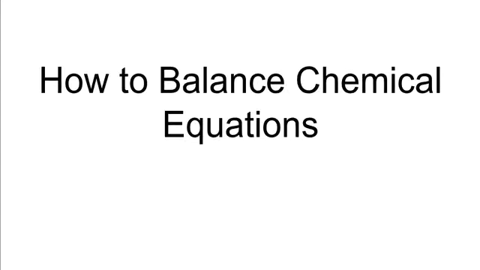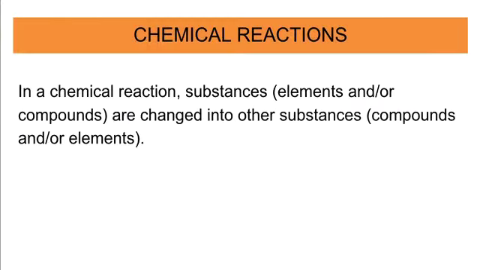This video is about how to balance chemical equations. Before we get into the details on the steps toward balancing a chemical equation, it's important to have a little bit of background information. First of all, chemical reactions. It's important that you understand what one is. In a chemical reaction, you have substances, which are elements or compounds, that interact with each other, and as a result, they're changed into other substances, either compounds or elements.